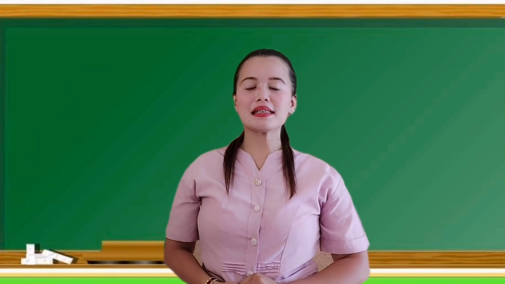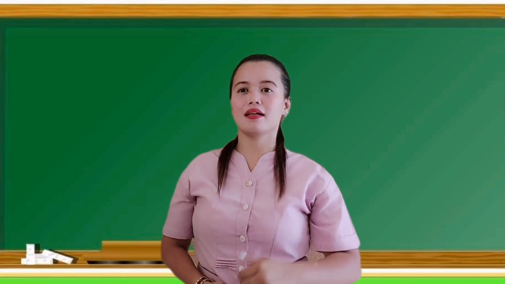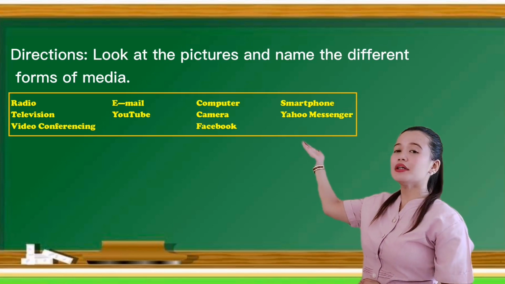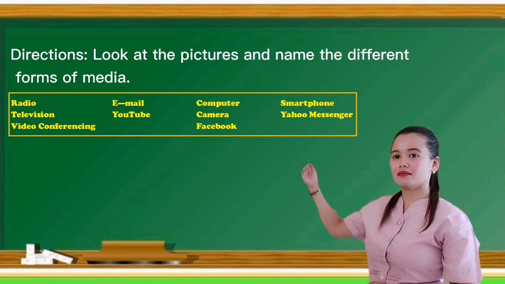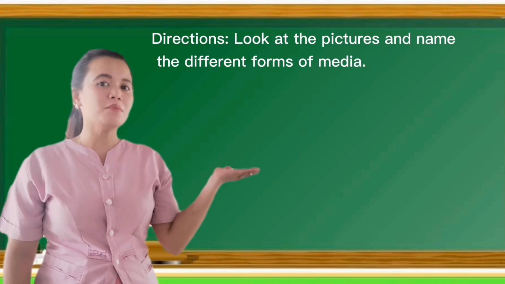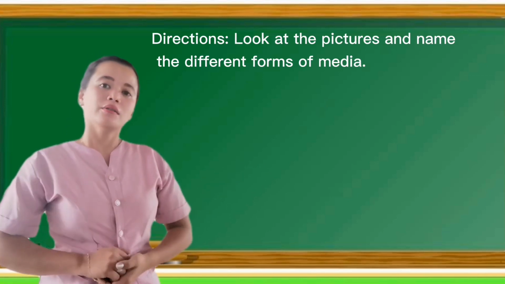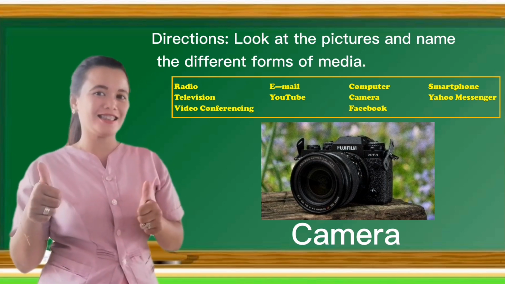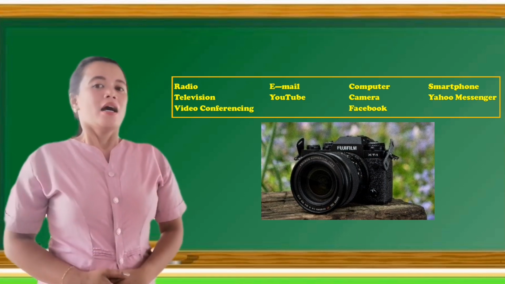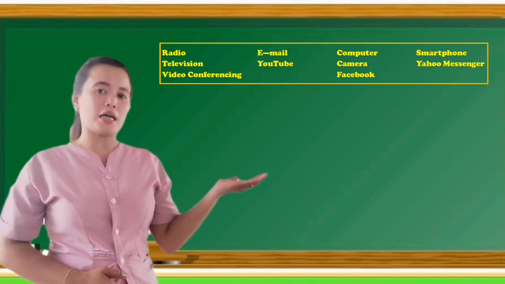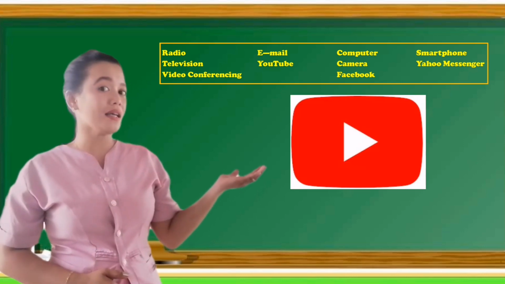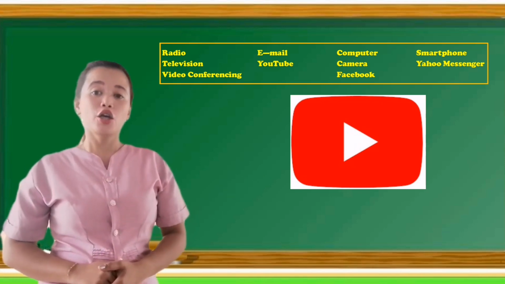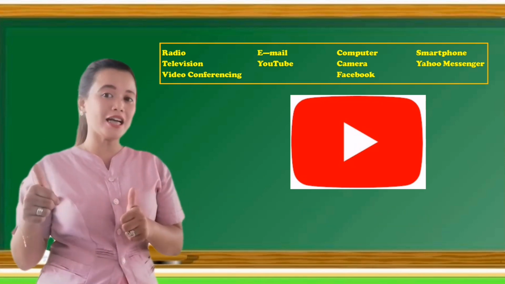Are you ready for the next activity? Alright. Name the different forms of media. Choose your answer inside the box. Number 1. Forms of media. If you answered camera, you are correct. Number 2. Forms of media. What form is that? If you answered YouTube, you are correct.